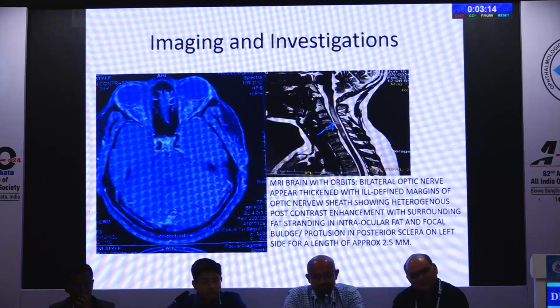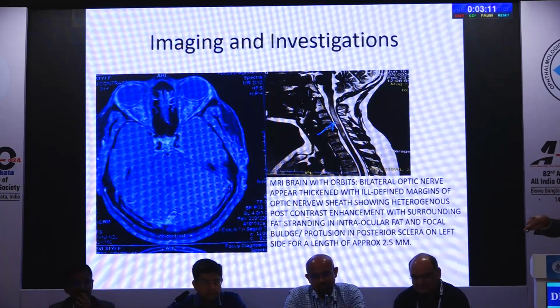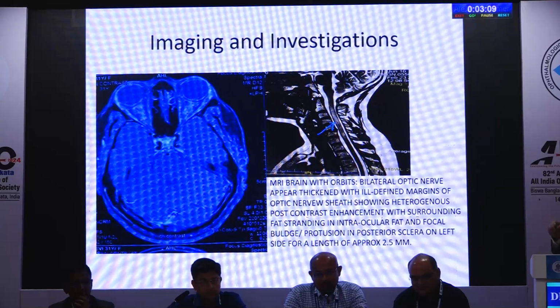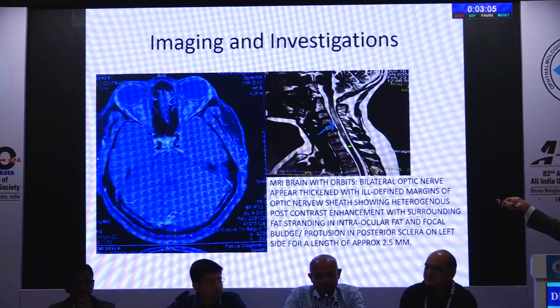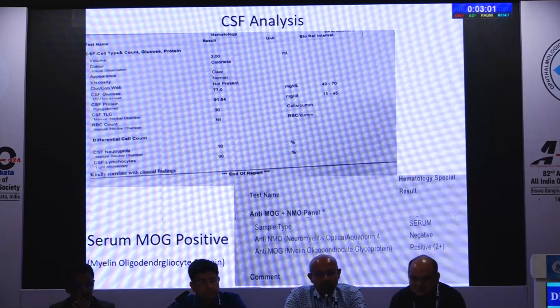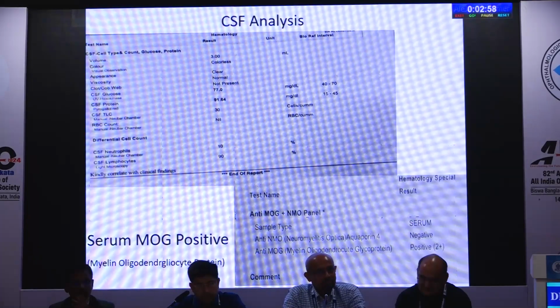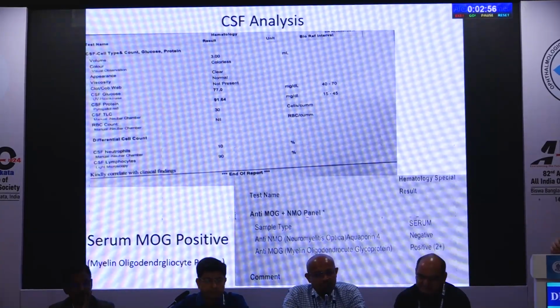Now you look at the MRI, and you can look at both the optic nerves showing enhancement. There is thickening right up to the chiasma. You can see a lesion on the cord as well. And you do a test called the MOG, and it turns out to be positive in this case. So now over to you, Dr. Ashwin.